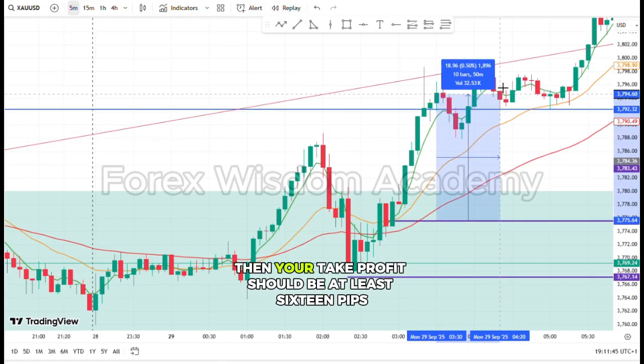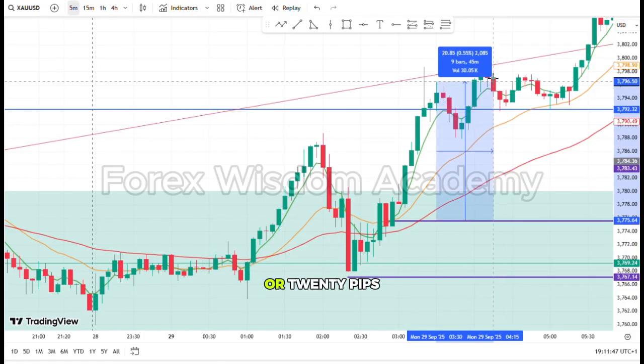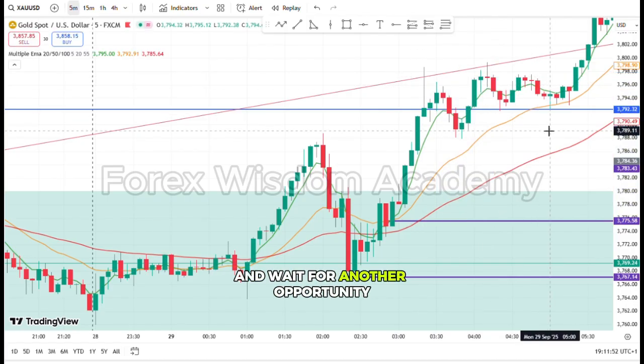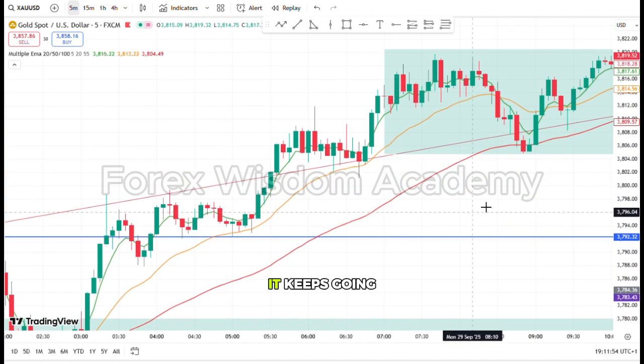You can see below here. Then your take profit should be at least 16 pips or 20 pips. So your take profit is around there. Can you see? So you'd have taken this profit and waited for another opportunity. So it keeps going, it keeps going.